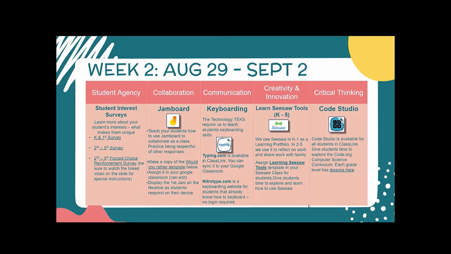So under student agency, we have student interest surveys. For K and 1, it's a Seesaw template ready to be used. And for 2nd through 5th, it's a Google form. This is a great way for you to get to know more about your students, but also for them to feel that you value them and want to know that information.